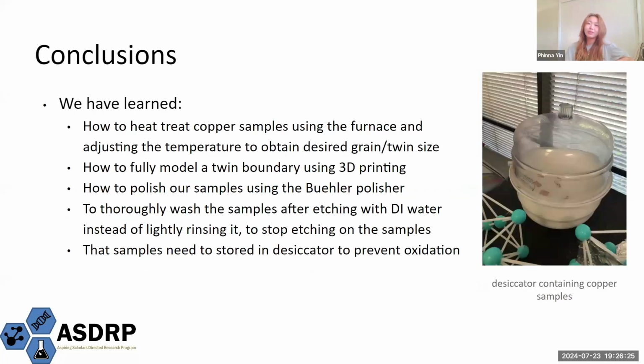In these few months of researching, we have learned how to heat treat copper samples using the furnace and how to adjust the temperature to obtain desired grain or twin size. We've also learned how to fully model a twin boundary using 3D printing, how to polish our samples using the Buehler polisher, and to thoroughly wash the samples after etching with DI water instead of lightly rinsing it to stop etching on the samples. And we've also learned that samples need to be stored in the desiccator to prevent further oxidation.